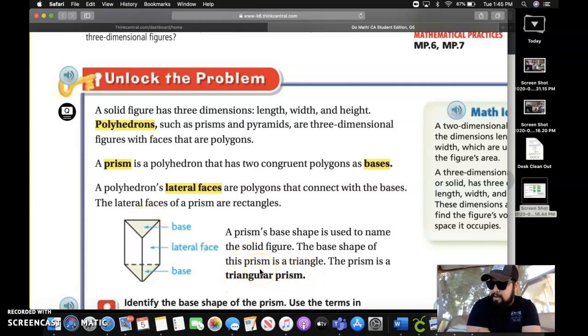Why is it not a pyramid? I'll let you guys think about that for a second. Why is this shape right here a triangular prism and not a triangular pyramid? So pause it if you need to. I'll give you a second to think about it. And if you said, well, it's a prism because the bases, top and bottom, there's two of them. There's two bases. If there's two bases that are congruent, it makes it a prism.